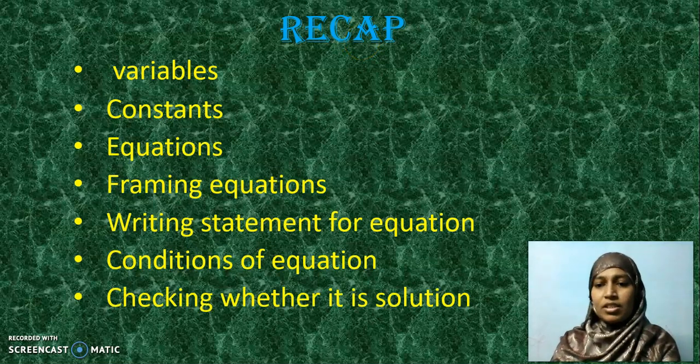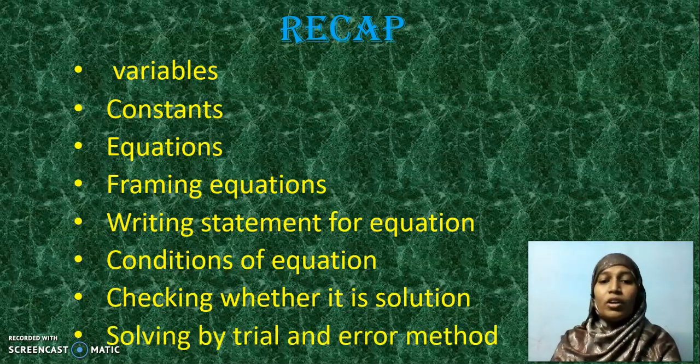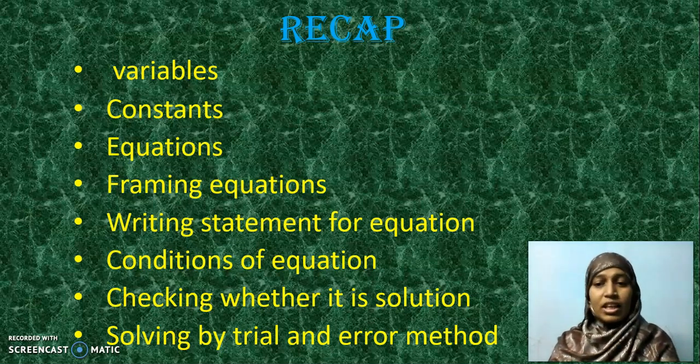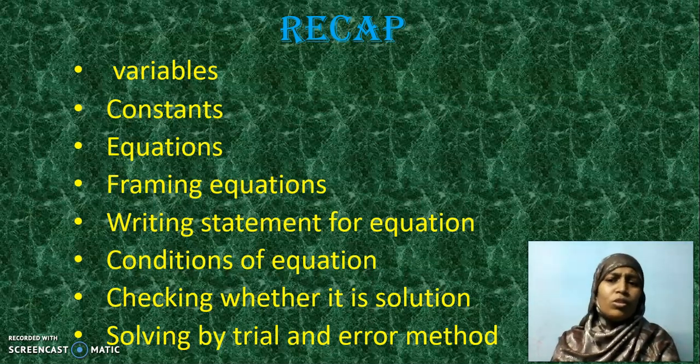Then checking whether it is a solution or not. Hope you remember what is a solution. If the value of that variable satisfies the equation, then it is a solution. If it doesn't satisfy, it is not a solution. Then we also solved by trial and error method. But it is not convenient, isn't it? Trying it for many values and it is not satisfying. We may lose hope. Oh, this equation may not have solution. It's not such thing. Every equation will have a solution. There are equations which have many solutions too. When you grow up, you will learn all those things also.